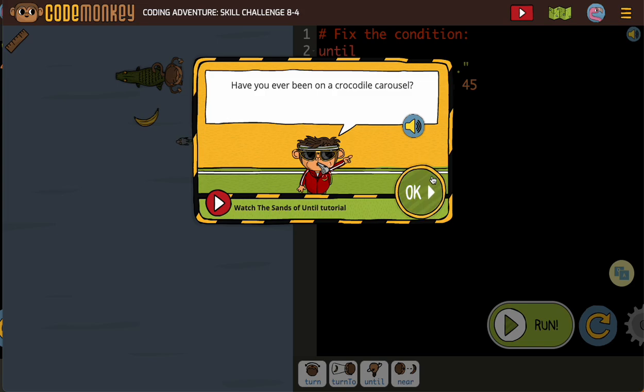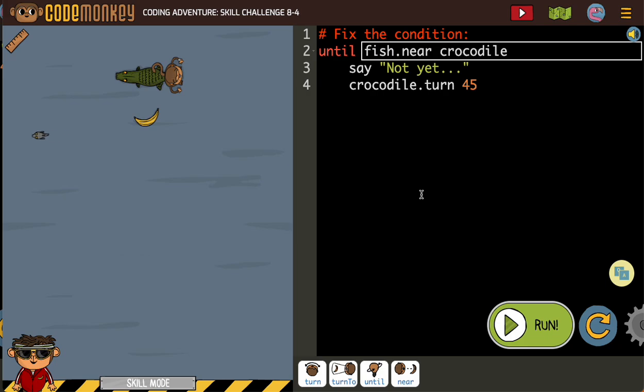All right, let's see what we've got going on here with our crocodile. Until fish near crocodile. Well, we don't really care about the fish. What we care about is getting to that banana, right? And you can see they've put this box around here because this is the part they want us to fix. So we're using the until near.